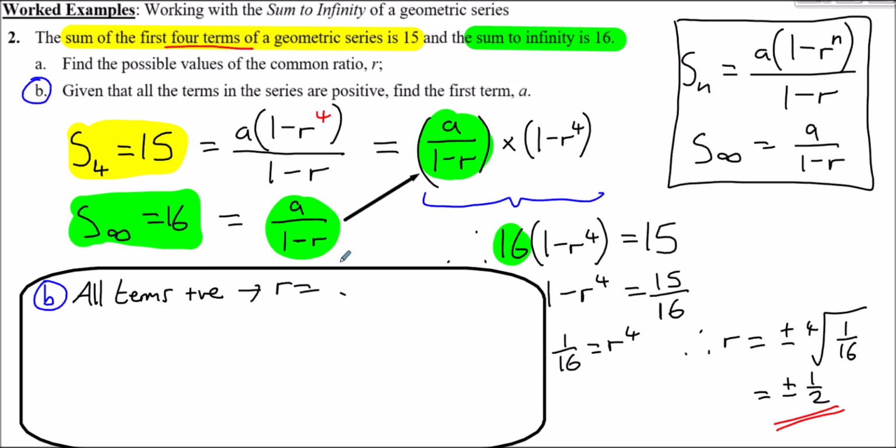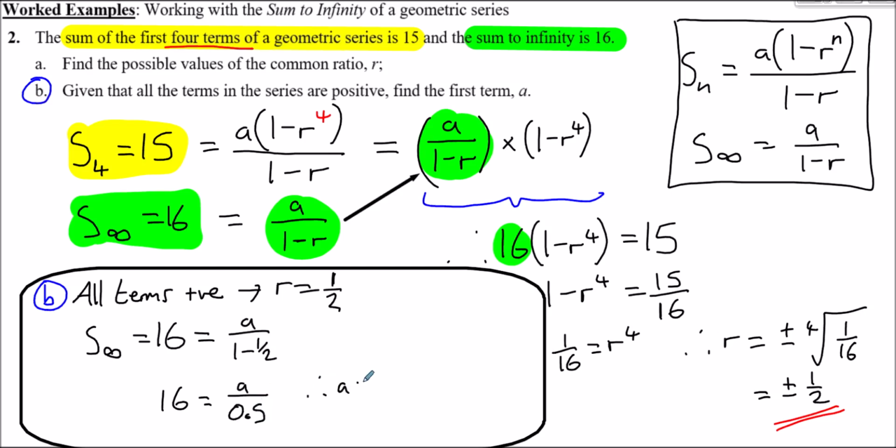Because all terms are positive values, this implies therefore that r has to be positive a half. Whoops, just made a smudge. r is positive a half. If the common ratio is negative, what happens is the terms oscillate between being positive terms and negative terms. So now we can use this to find the first term. We know what the sum to infinity is. The sum to infinity is 16. And that's a over 1 minus r. But now I know that r is a half, I can just sub in a half for r. So 16 equals a divided by whatever 1 minus a half is. Well, 1 minus a half is a half, or 0.5. So therefore a is 16 multiplied by 0.5, which just gives us 8. So the first term has to be 8.